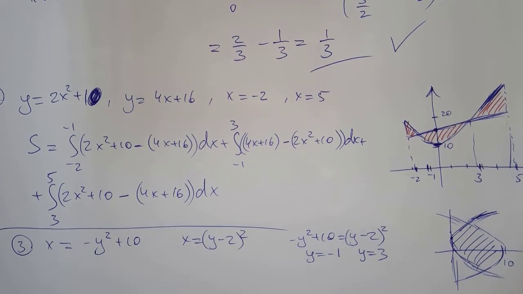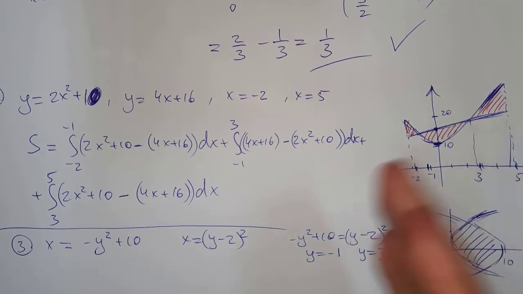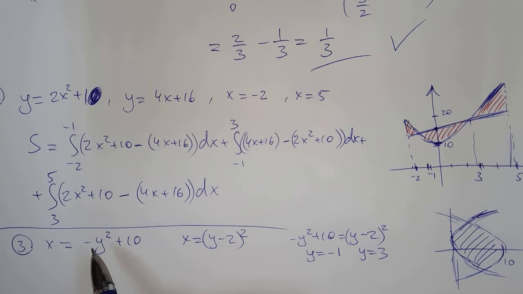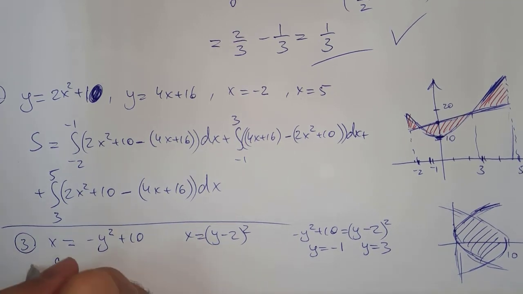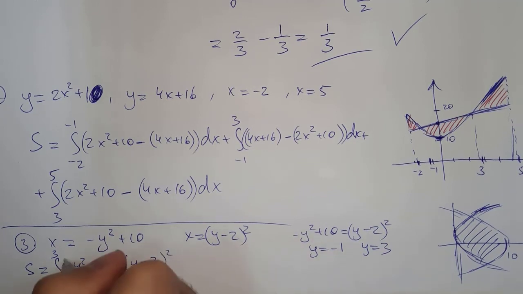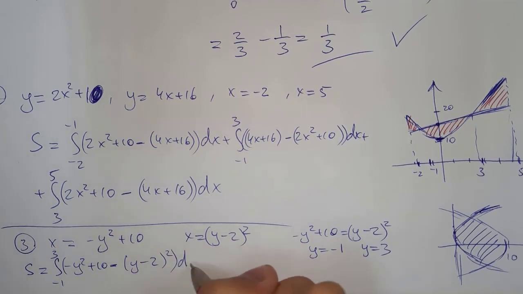So we have two parabolas, and we need to find the region between them. So it means we need to subtract the left function from the right function. So the right function is here -y squared plus 10. So the area S is equal to the integral. Bounds are -1, 3, and the right function is -y squared plus 10. And subtract the left function. The left function will be this function, y minus 2 squared, dy.